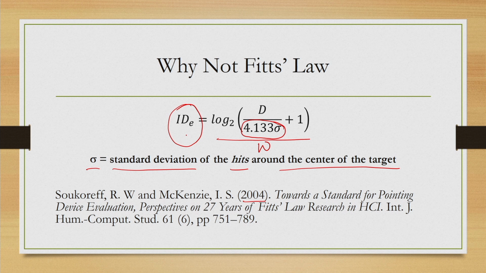And when error rate exceeds 4%, we have to calculate index of difficulty using the modified formulation proposed by Soukoreff and MacKenzie in this paper in 2004, and we cannot use the classical form of the Fitts law. So, we cannot use the width, instead we have to use this term 4.133 sigma.